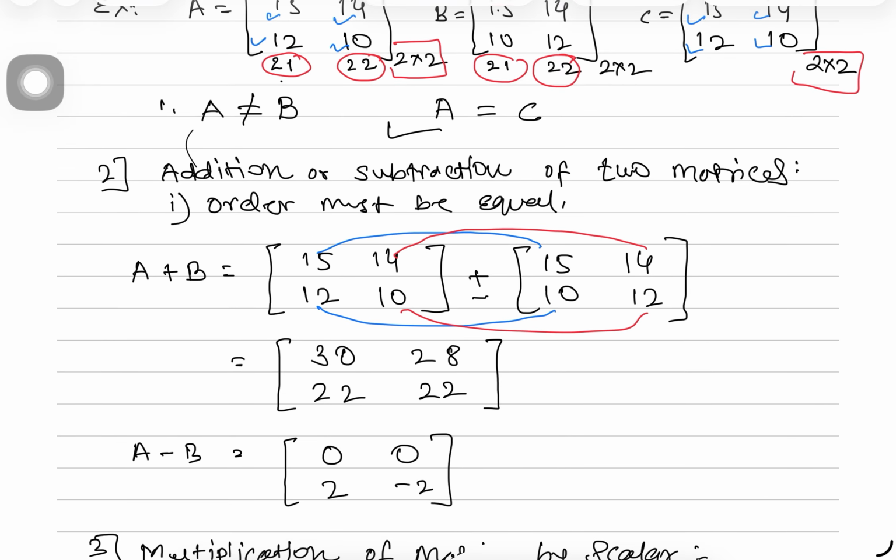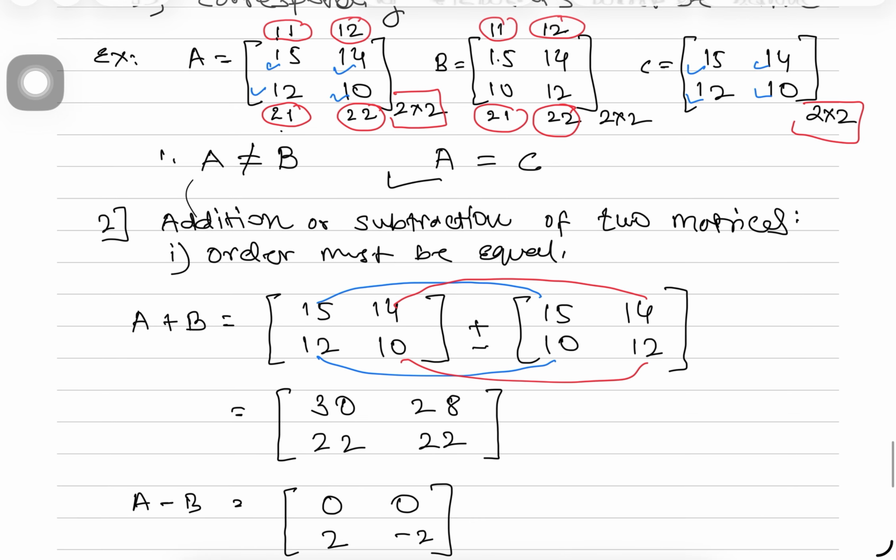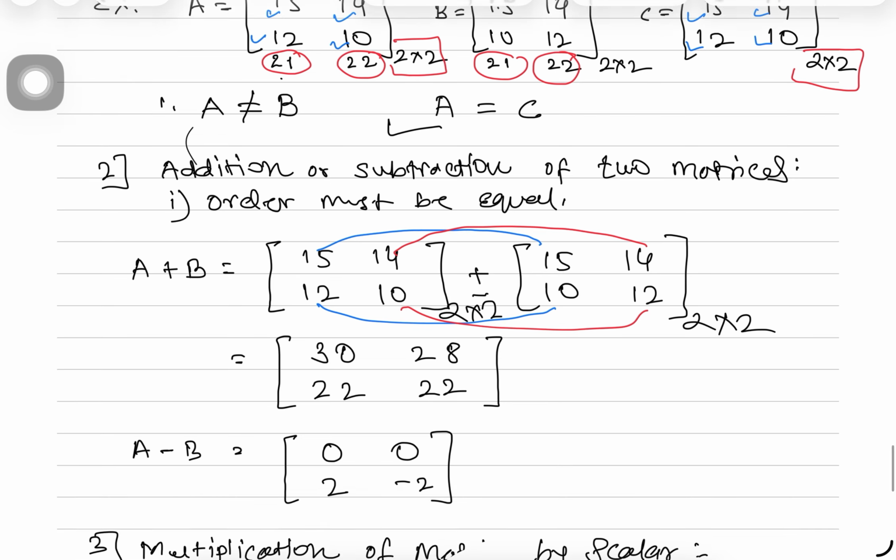Addition and subtraction of matrices is very easy. For A plus B, if we are taking an addition, the order must be equal. So 15 plus 15 is 30, 14 plus 14 is 28, 12 plus 10 is 22, and 10 plus 12 is 22.